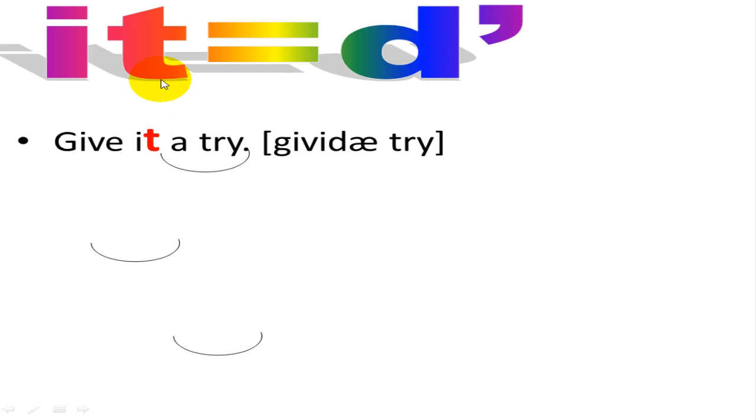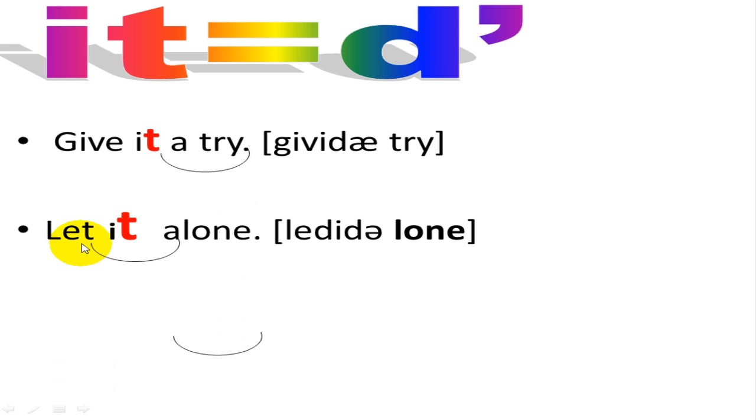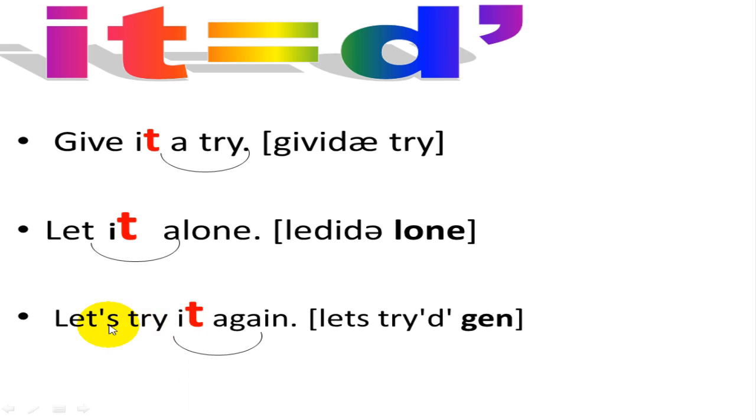Again, pronounce it D sound. Give it a try. Let it alone. Let it alone. So the T here, soft D. Let's try it again. So T between the sound of I and the sound of A. Let's try it again. Now, repeat after me. Give it a try. Let it alone. Let's try it again.